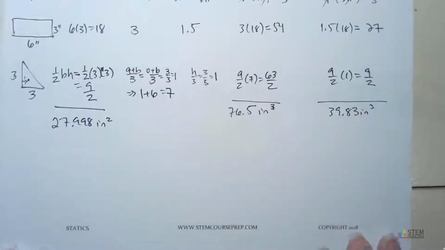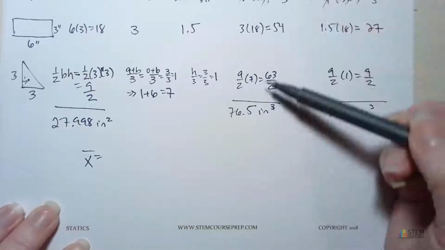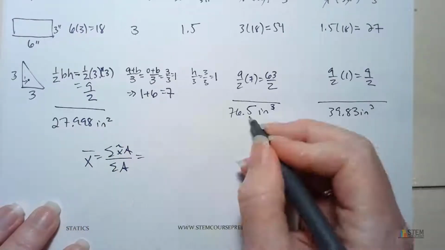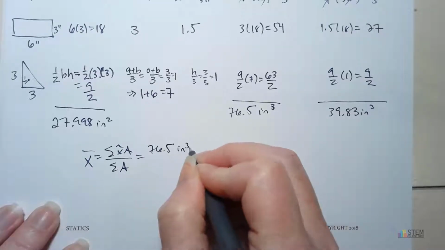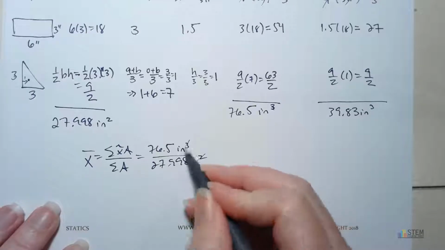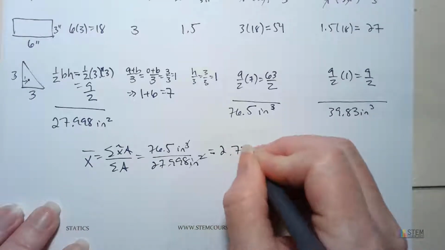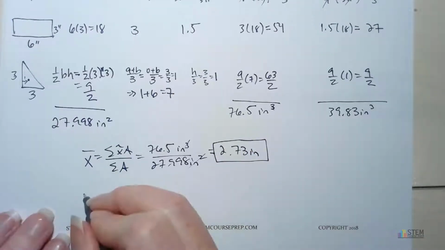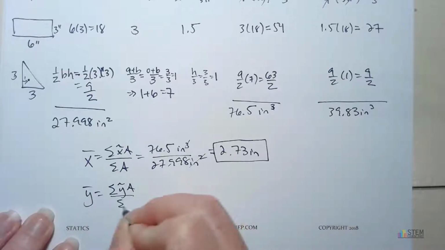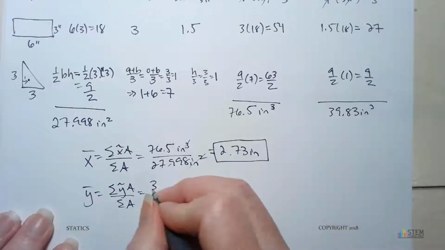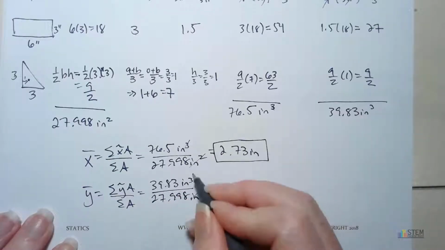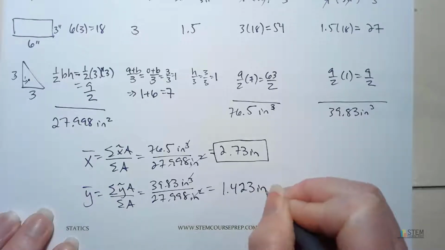Now we're ready to do our equation. So x bar is going to be the sum of x tilde A over the sum of the areas. That means we're going to have 76.5 cubic inches over the 27.998 inches squared. So your units reduce down to inches, and you get 2.73 for x bar. Now y bar, we're going to have the summation of y tilde A over the sum of the areas. That's going to give us 39.83 divided by 27.998 square inches. That gives us 1.423 inches.